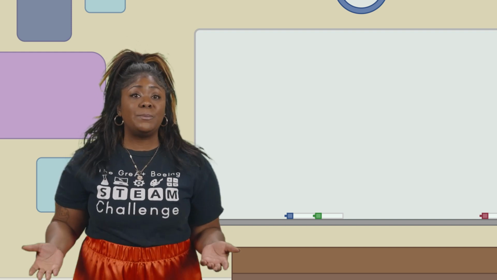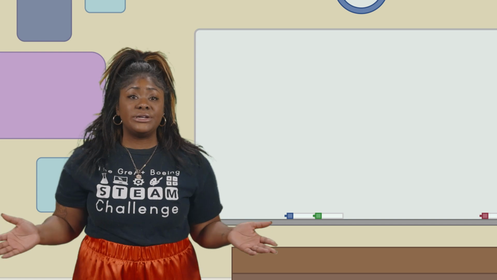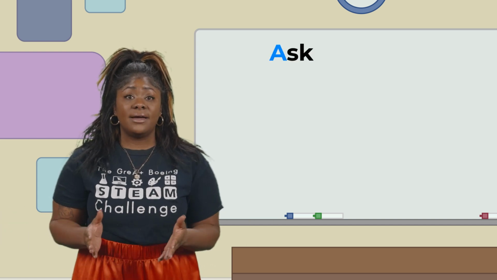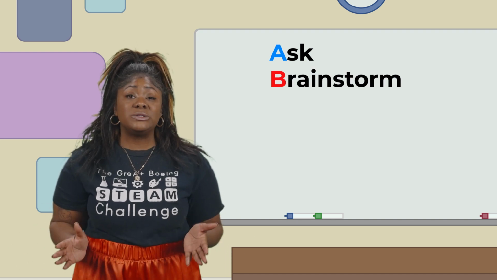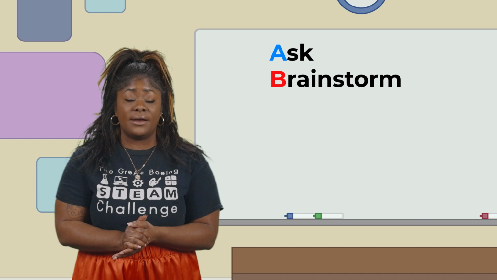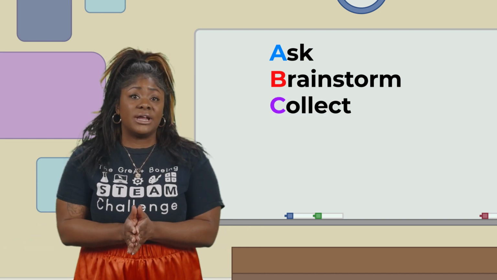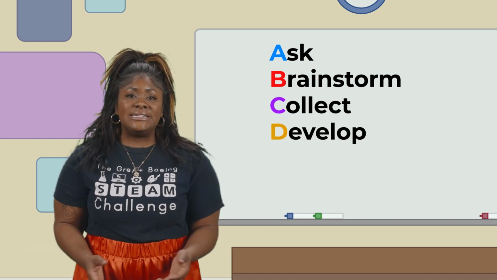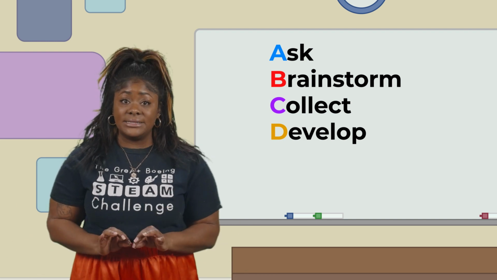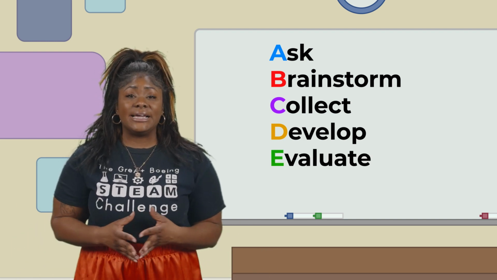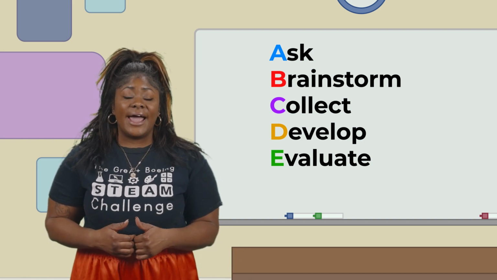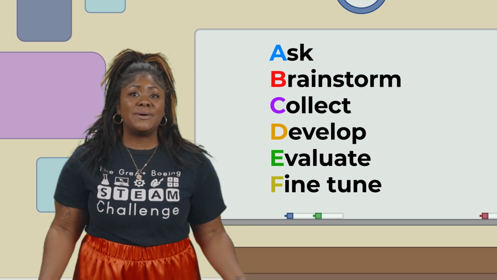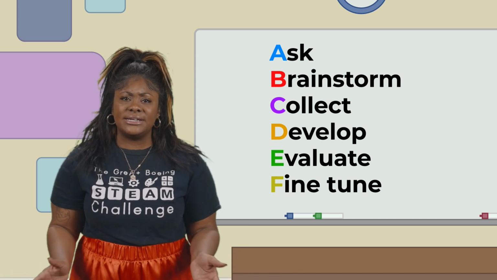STEAM scholars, before you go, check out some tips and questions to help you prepare for your project. Take out your design thinking process card to help you. A, ask, what am I trying to create? B, brainstorm. How can I use my materials to make what I am trying to create? C, collect. What information have I learned that will help me create? D, develop. What is the first step I need to make to create? E, evaluate. What works, what doesn't work, and what can I do to make my design better? And F, fine-tune. Is my design where I want it to be? Are there any changes I need to make?